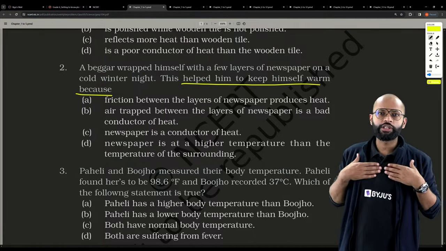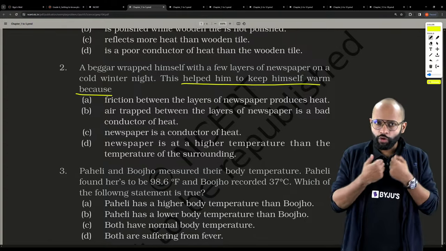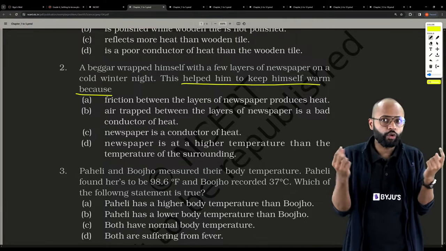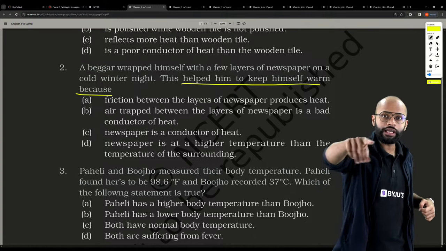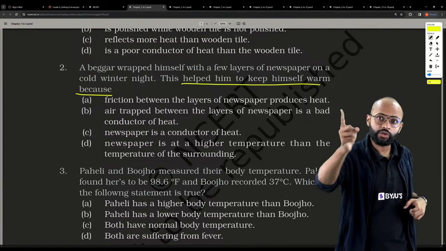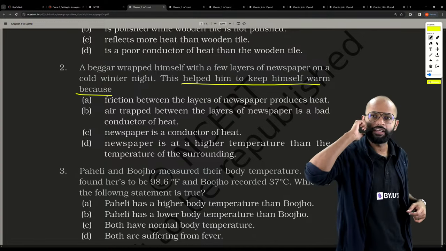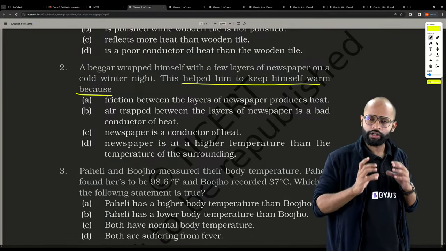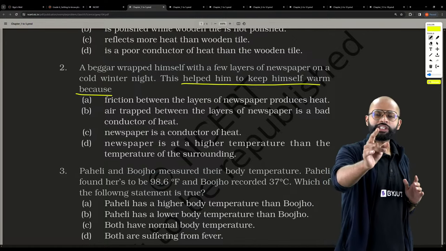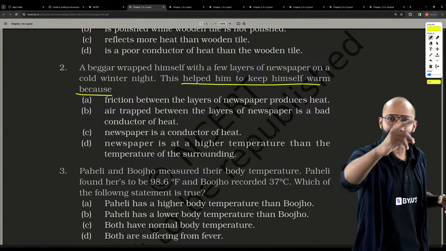If you want to protect yourself from the cold, in winters, if you want to protect yourself from the outside cold, what do you want? You want a layer in between which does not allow your body heat to go outside. Because when will you feel cold? Tumhe thanda kab lagega? Jab tumhari body heat bahar chali jayegi. What do you want? You want a barrier in between. You want insulation in between. What is the best insulator you know about heat? Air. So, what is happening?